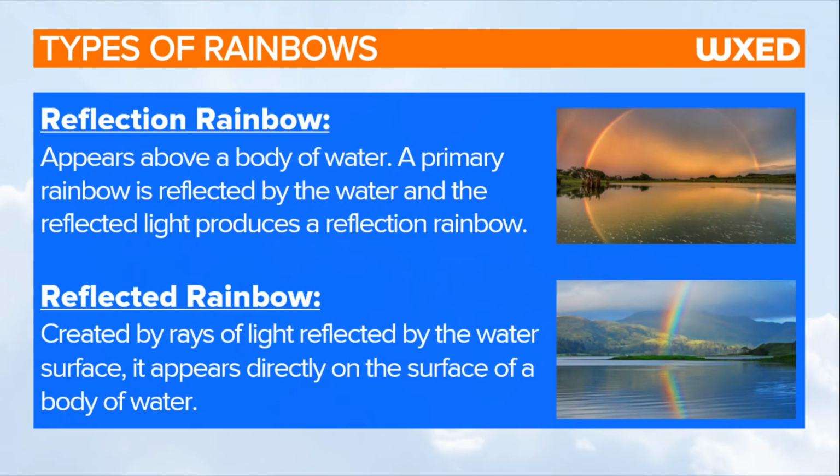Next, we have our reflection rainbow. This appears above a body of water, and a primary rainbow is basically just reflected by the water, and the reflected light produces a reflection rainbow.